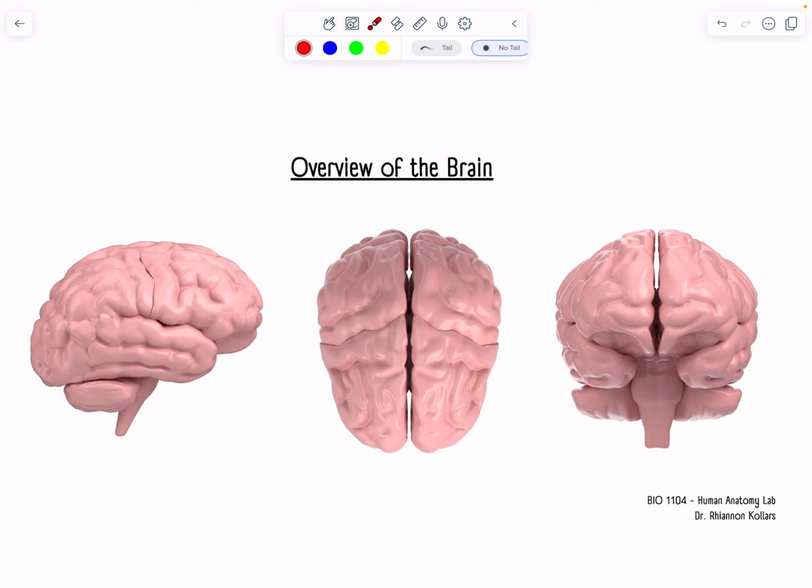So we call them lobes. We have our frontal lobe, our parietal lobe, our occipital lobe, and our temporal lobe. Here we can see our frontal lobe and our parietal lobe. Here we're looking at it from the front, so we just see that frontal and a little bit of the temporal on the side. We're going to go through and define each of those lobes in a second.